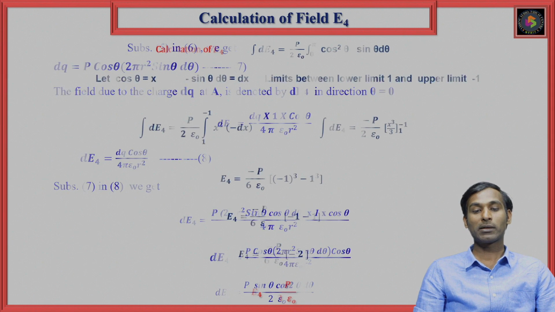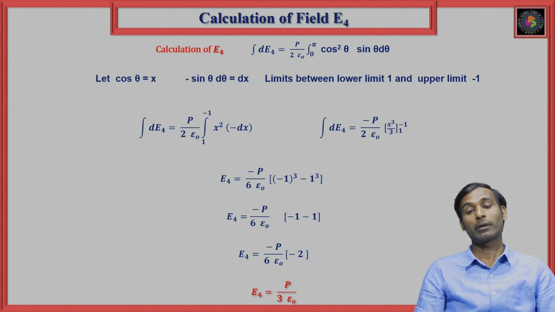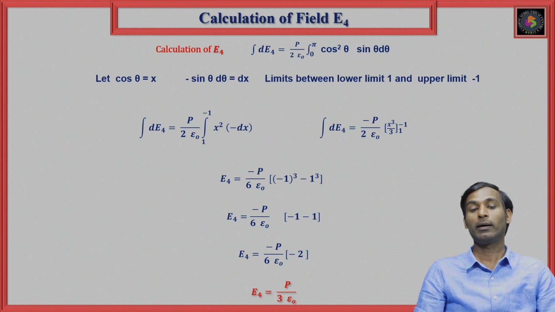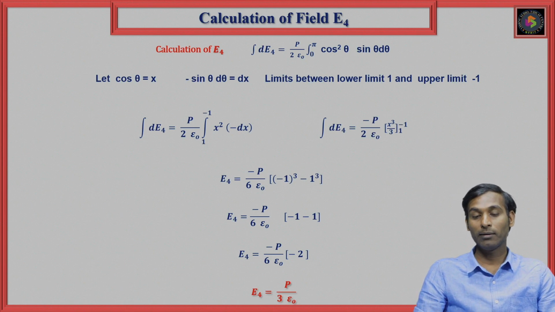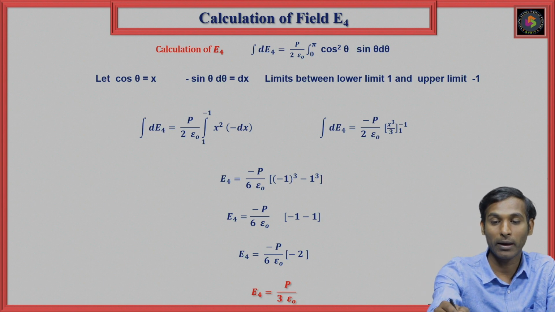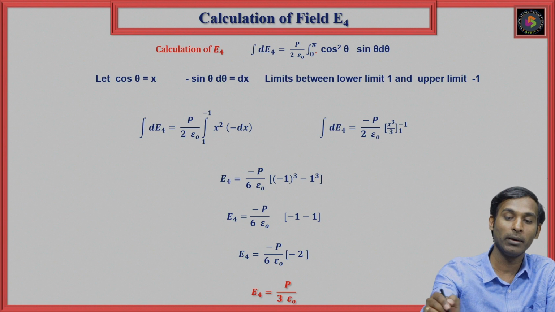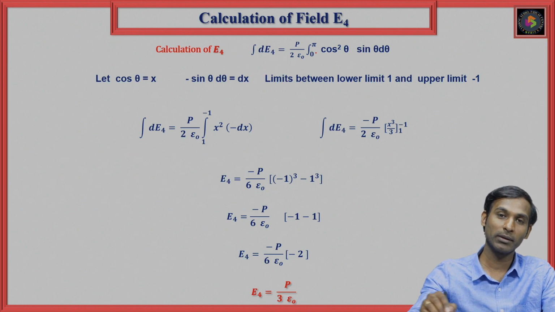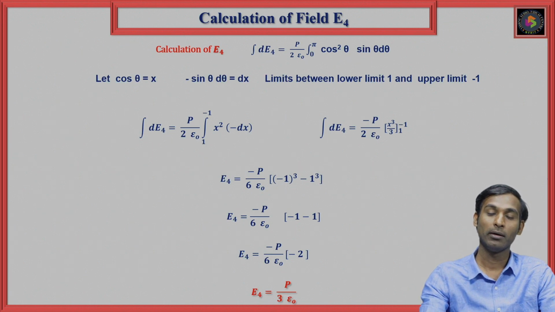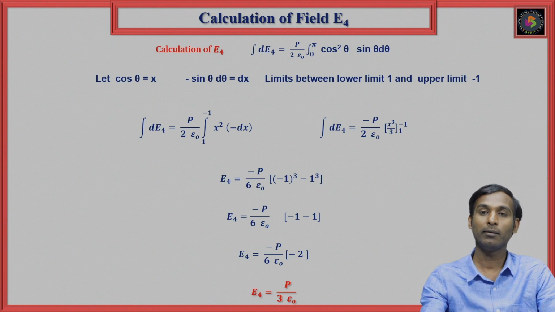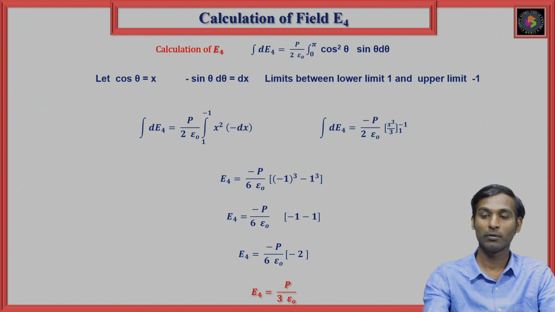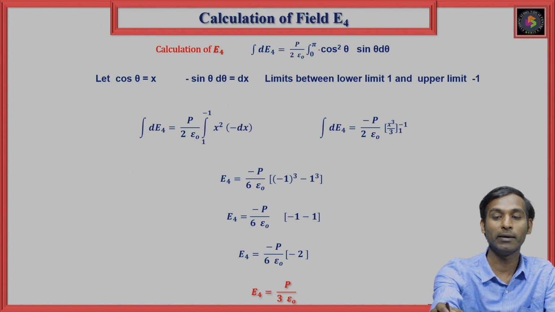Now coming to the next slide, how to calculate the field E4. Now we are taking the integral, that is integral dE4 is equal to, take P by 2 epsilon naught common, 0 to pi. Why are we choosing 0 to pi? Because we are taking the half of the sphere. 0 to pi, that is 0 to 180 degrees, into cos square theta sin theta d theta.